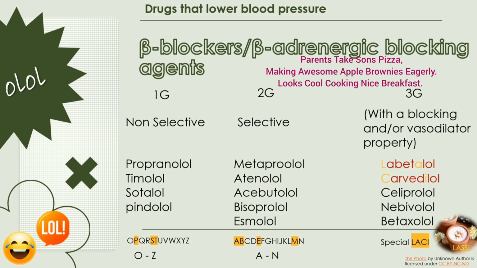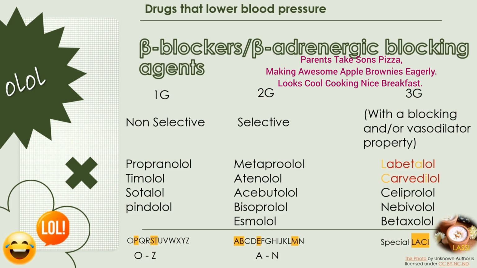Now selective, we have anything that starts from A to N, okay? And this has got beta 1 antagonist effect. So we have the mnemonic that goes like, making awesome apple brownies eagerly. Metoprolol, atenolol, acebutolol, bisoprolol, esmolol.